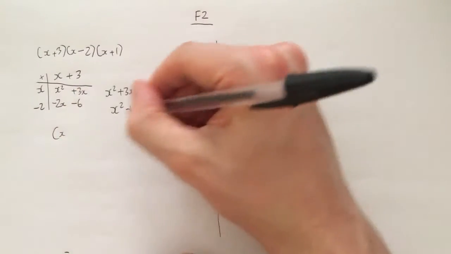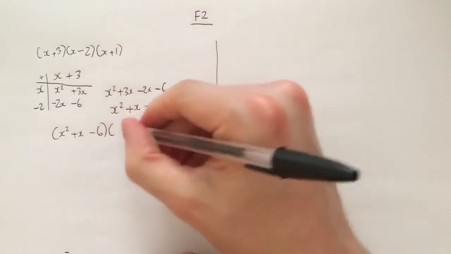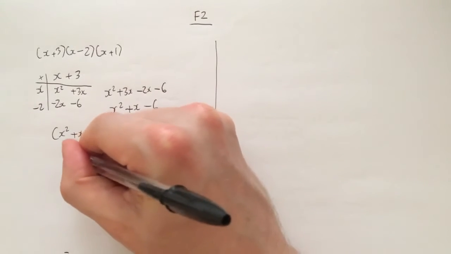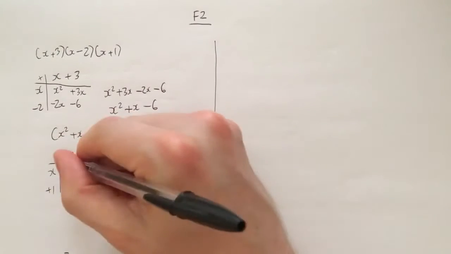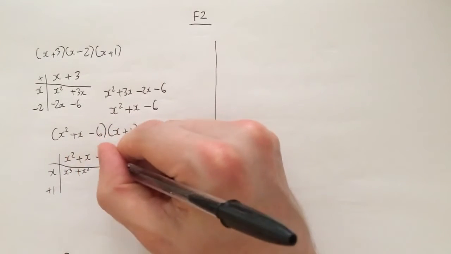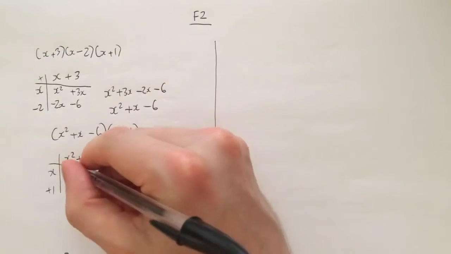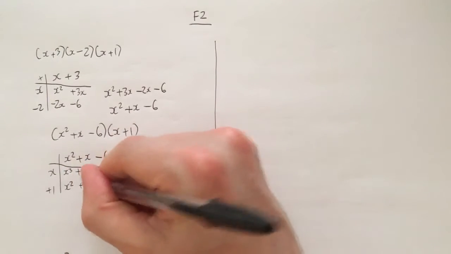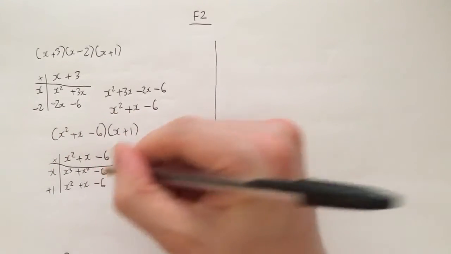I'm now going to put that in its own big bracket, plus x minus 6, and then include the third bracket there, so x plus 1. Same process, guys, as we know from the previous example. X squared plus x minus 6, x plus 1. X squared times x is x cubed. X times x is x squared. Negative 6 times x is negative 6x. X squared times 1 is x squared. X times 1 is positive x. Negative 6 times positive 1 is negative 6.